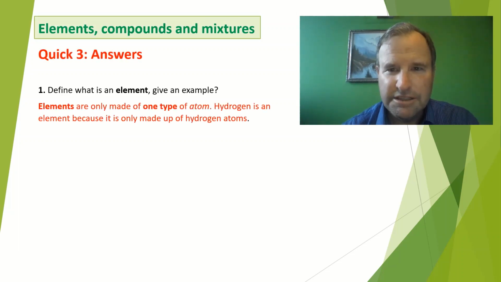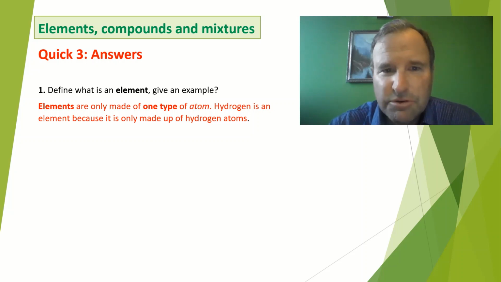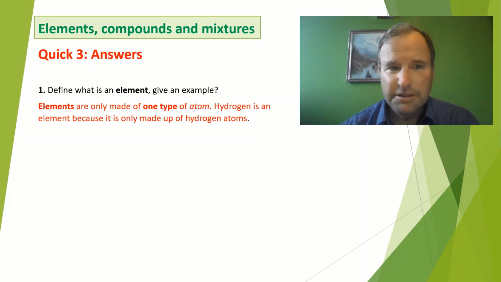Okay, number 1, suggested answer here. Elements are made of only 1 type of atom, and an example could be hydrogen is an element because it's only made up of hydrogen atoms. H2 is the molecule in existence in its natural state, made up of 2 atoms of hydrogen covalently bonded.